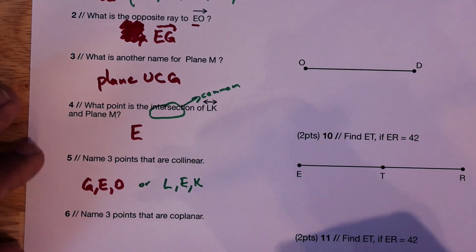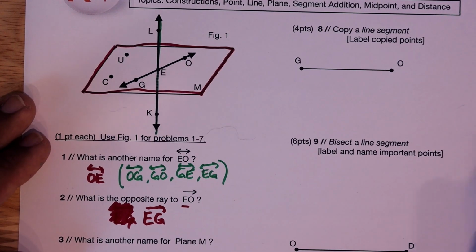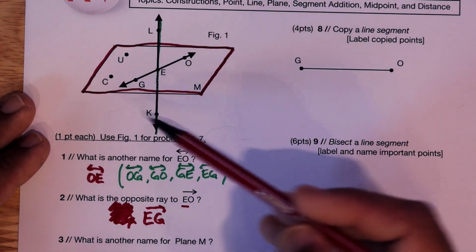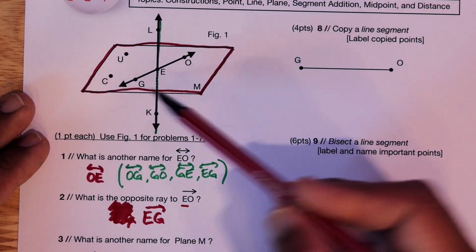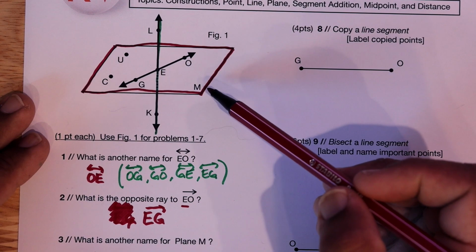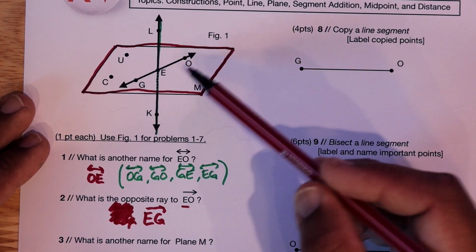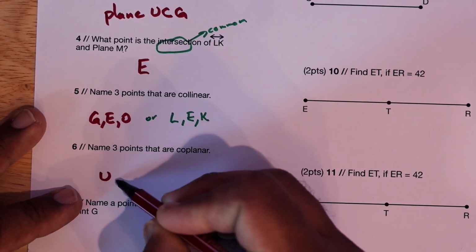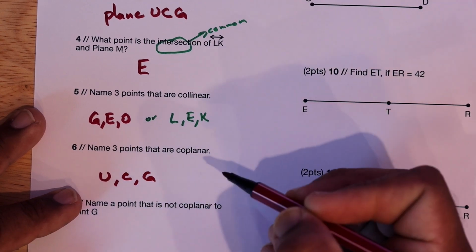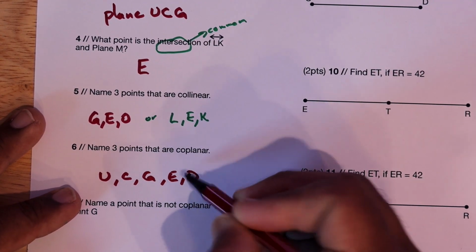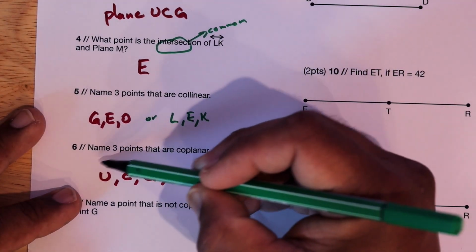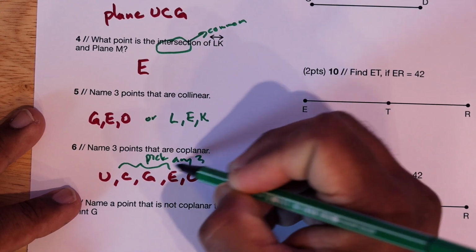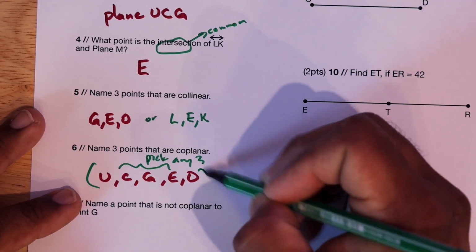Number 6. Name 3 points that are coplanar. So coplanar, any 3 points that are on the same plane. So I can pick any of these 3 and group it together. This one, it doesn't matter the order. I can pick GEO because I'm not trying to give it a name. I'm just trying to say which 3 are on there. Well, those 3 are on the plane. So I can pick any of those 3. So I'm just going to write U, C, G, E, O, and then you can pick 3. Pick any 3.